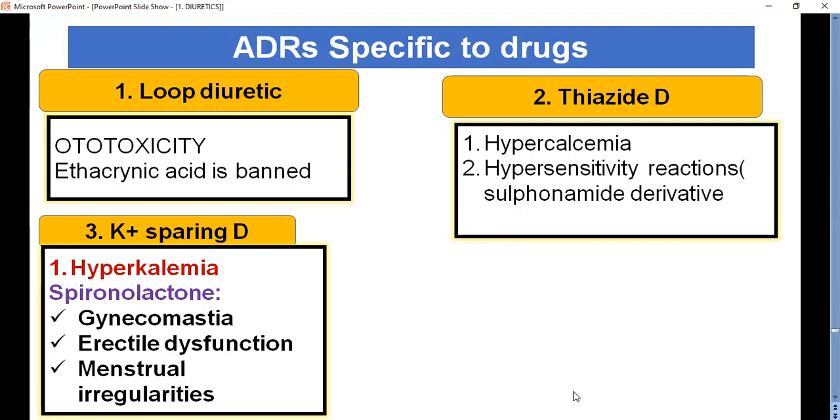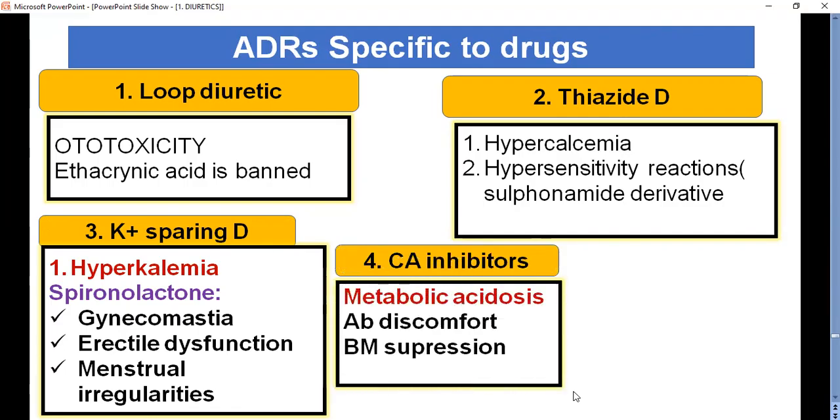Potassium-sparing diuretics like spironolactone will lead to hyperkalemia, gynecomastia, erectile dysfunction, and menstrual irregularities. Carbonic anhydrase inhibitors produce metabolic acidosis, abdominal discomfort, and bone marrow suppression.